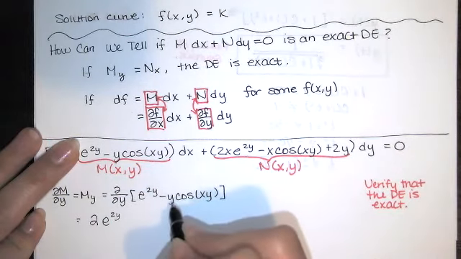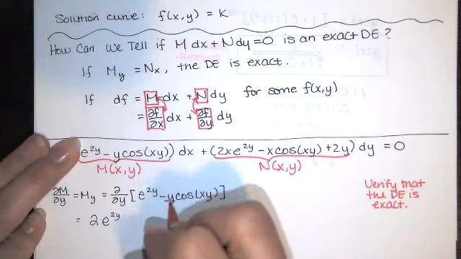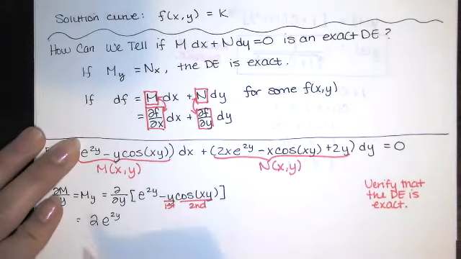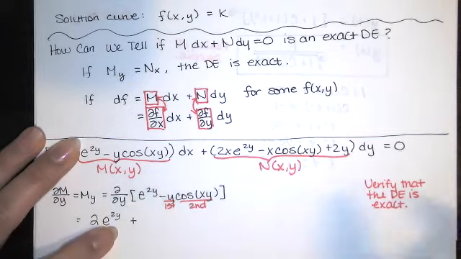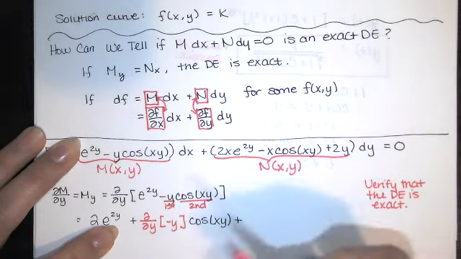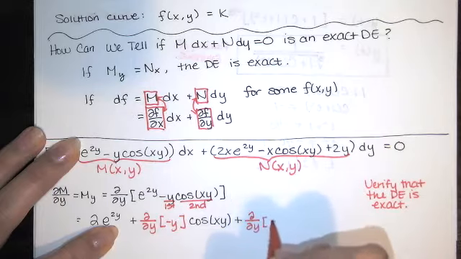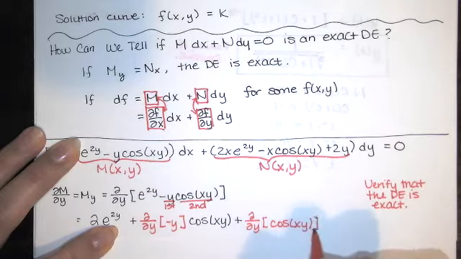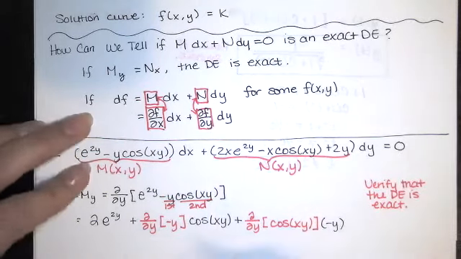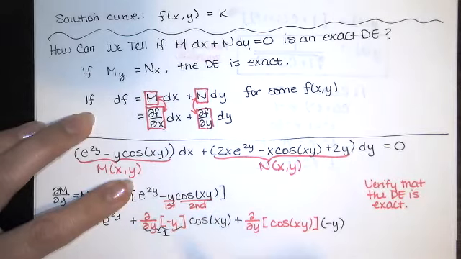Now over here, I've got a function of y times a function of y, so I'm going to have to use the product rule. According to the product rule, we're going to get the derivative of the first with respect to y, and multiply by the second function. And then we'll add the derivative of the second function with respect to y, and we'll multiply by the first function, which is negative y. The derivative of negative y with respect to y is just negative 1.